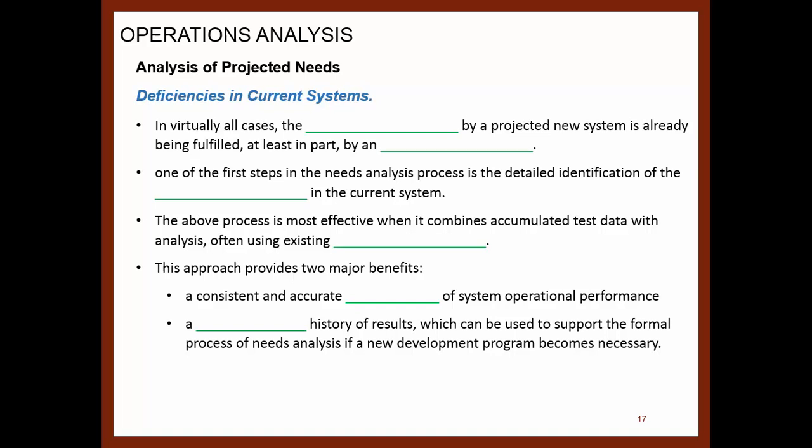Within the operational analysis, we can state what are the deficiencies in the current systems. In virtually all cases, the need addressed by a projected new system is already being fulfilled, at least in part, by an existing system. So unless it's a very radical technology, like something that you have not seen, typically that will happen in these major advances in space, research, and so on. But most of the time, new developments are based on previous or existing systems.